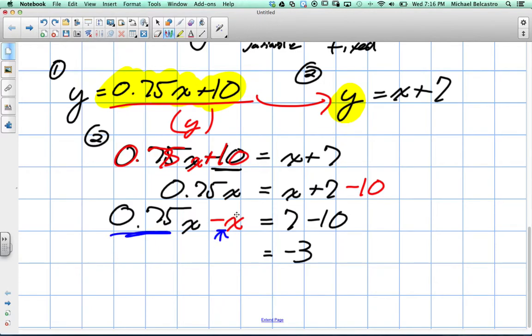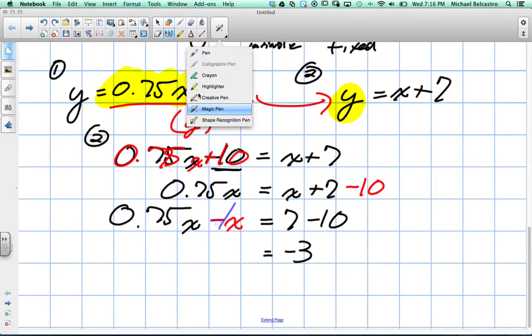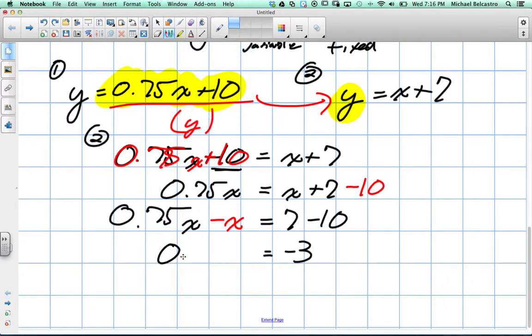Coefficient. That's right, the coefficient. So this coefficient is technically 1. So let's focus on this. Really what this says is 0.75 subtract 1. Do you know what that is off the top of your head? Negative 0.25. You had it, I know you did. So negative 0.25, with an x. Excellent.